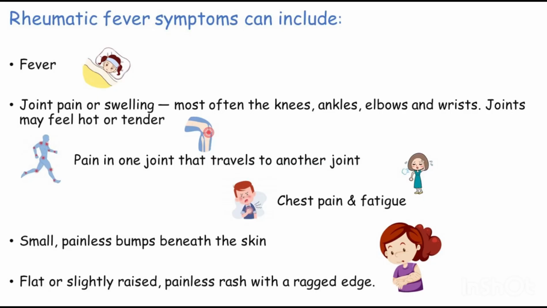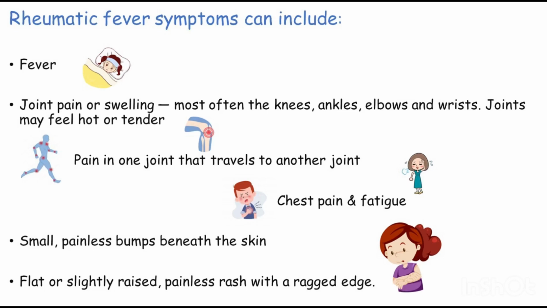Now let us see the symptoms. Fever, joint pain and swelling, most often seen in the knees, ankles, elbows or wrists. Joints may feel hot or tender. Pain in one joint that travels to another joint. Chest pain and fatigue. Small painless bumps under the skin. Flat or slightly raised painless rash with a ragged edge. These are the main factors in rheumatic fever, and there are some others listed.